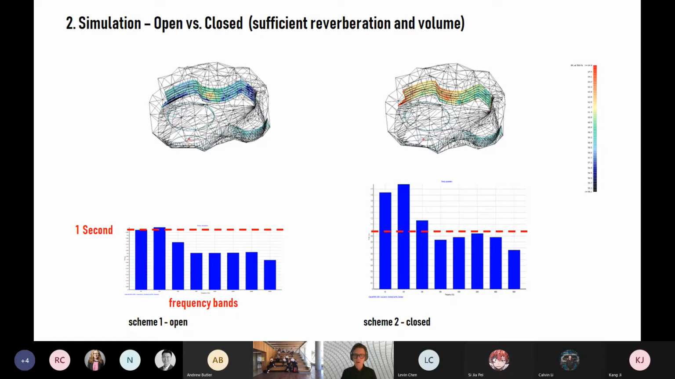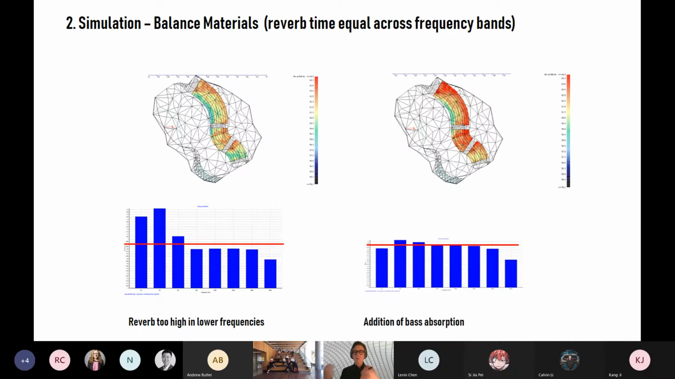And our goal for this space was to have a reverb time of approximately 1 second. We could see that if we were having this open space, you see on the left, it was impossible to get that reverb time. The sound would simply escape, right? As soon as we closed it, we were able to get sufficient reverb time, which was good. But this reverb time wasn't balanced, and so we needed to tune the materiality of the space in order to balance that reverb time.